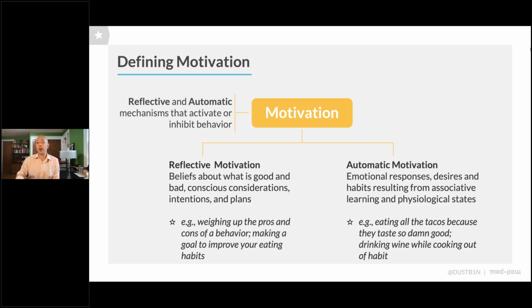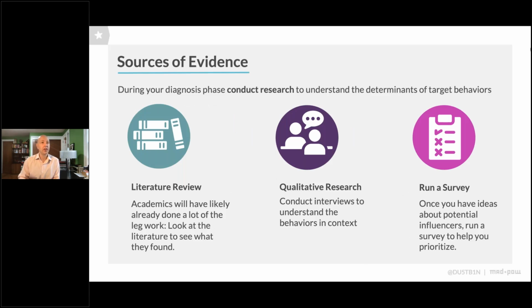So when we think about designing, how do we strengthen the reflective motivation? How do we redirect automatic motivation? How do we slow that automatic motivation down and strengthen intentions and goals and skills and beliefs and values as well? Great. How do we do that? We think about doing different kinds of research to uncover those different COM-B factors.